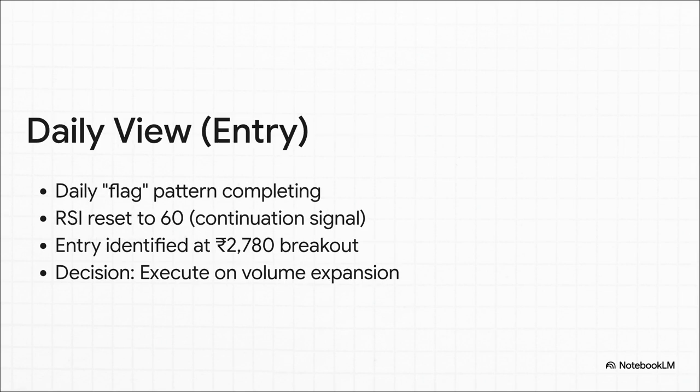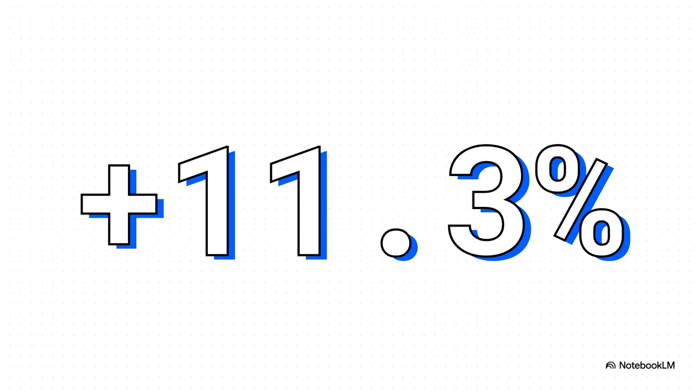Okay, finally, we move to the daily chart for our entry. We see a tight flag pattern forming, another classic continuation pattern. Indicators like the RSI have pulled back, which means they've basically refueled and have plenty of room for the next move up. So we've gone from trend to pattern to a precise entry point, a breakout above 2,780. The only thing left is to execute, but only if we see volume expand to confirm the move. And the result? A clean plus 11.3% gain in just 6 weeks.